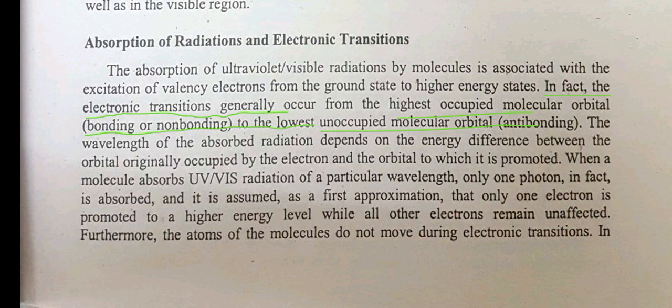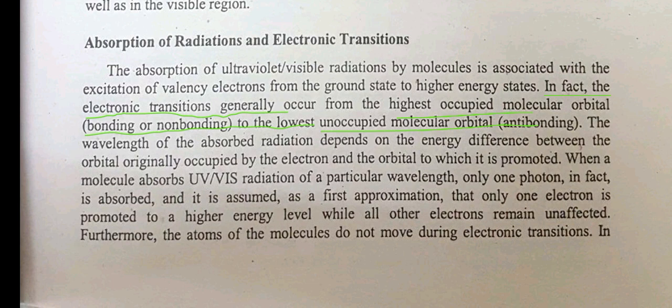Today's topic of the video is absorption of radiation and electronic transition. The absorption of ultraviolet-visible radiation by a molecule is associated with the excitation of valency electrons from the ground state to a higher energy state. In fact, the electronic transition generally occurs from the highest occupied molecular orbital to the lowest unoccupied molecular orbital. The wavelength of the absorbed radiation depends on the energy difference between the orbital originally occupied by the electron and the orbital to which it is promoted.